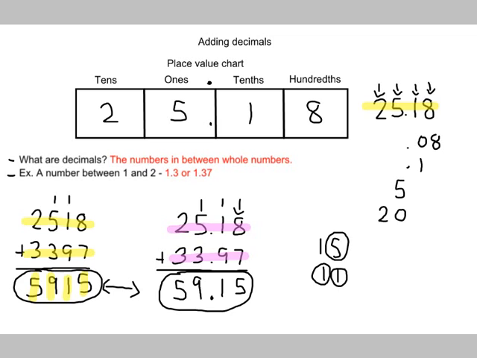Make sure that your decimals are aligned and they come all the way down. If they are not aligned, you are improperly aligning the place value chart. So you may be adding the ones with the tenths, which would be incorrect. So make sure those decimals are always aligned.